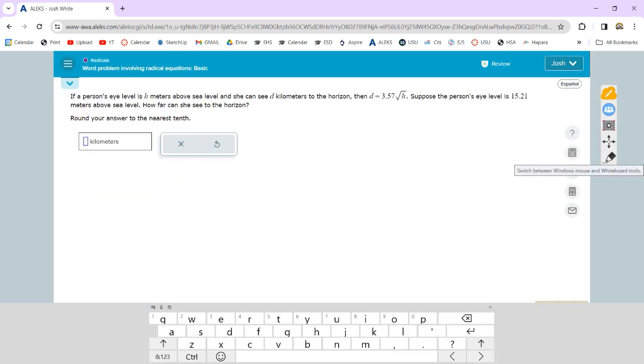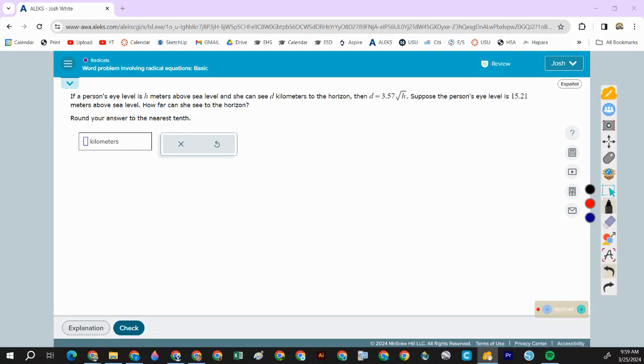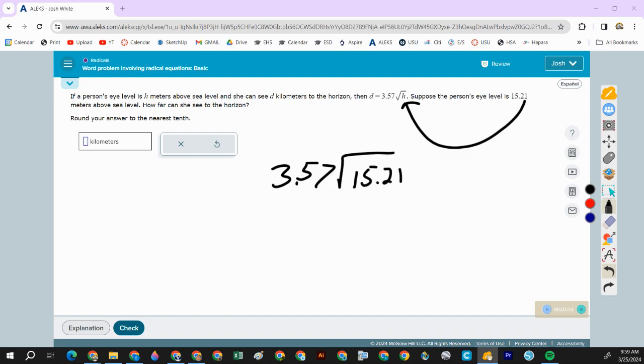If a person's eye level is h meters above sea level and she can see d kilometers to the horizon, then d equals 3.57 times the square root of h. Suppose the person's eye level is 15.21 meters above sea level. How far can she see? So we're just going to plug that in there. In our calculators, we type in 3.57 times the square root of 15.21. So in my calculator, 3.57 times the square root of 15.21 gives me 13.9.